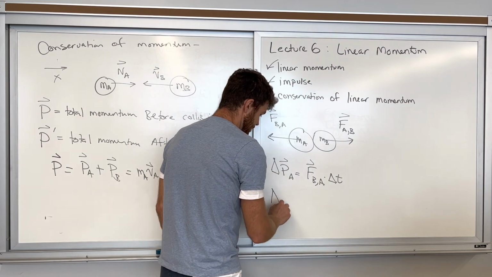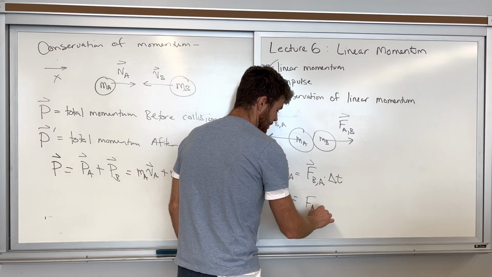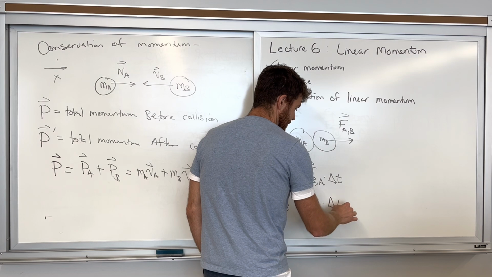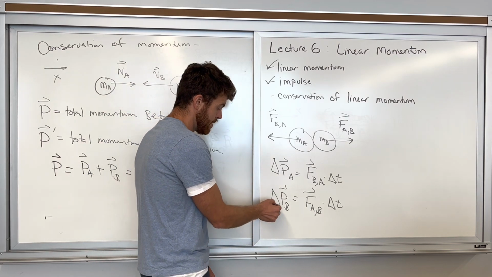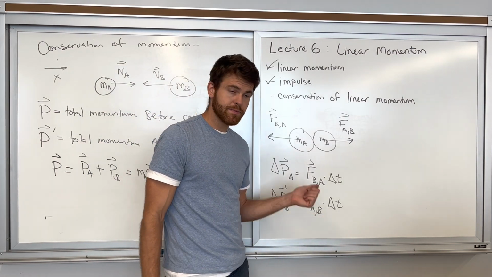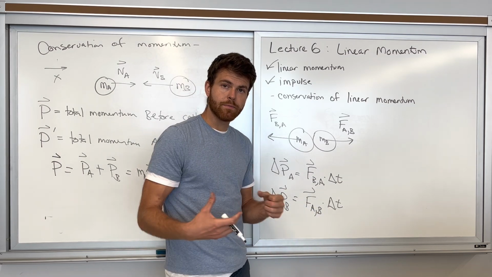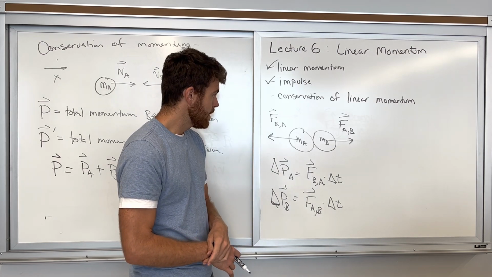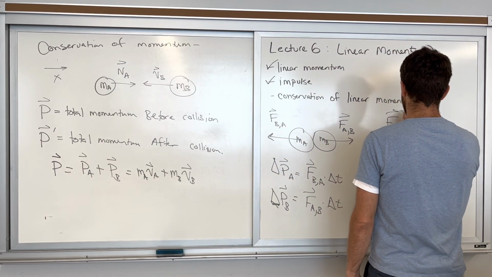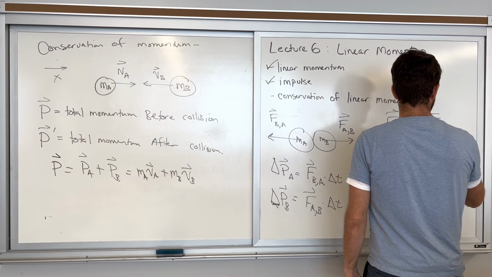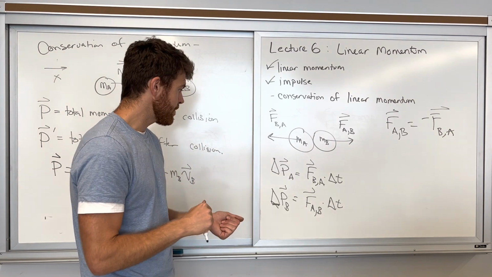Now, the impulse that ball B experiences is equal to the force of ball A on ball B multiplied by the amount of time they're in contact with each other. Alright, so the change in momentum that ball B experiences is equal to the impulse it experiences, which is the force that ball A exerts on ball B multiplied by the amount of time that that force is applied, the amount of time that the balls are in contact with each other. Now Newton's third law tells us that the forces that ball A and ball B exert on each other are equal in magnitude but opposite in direction.